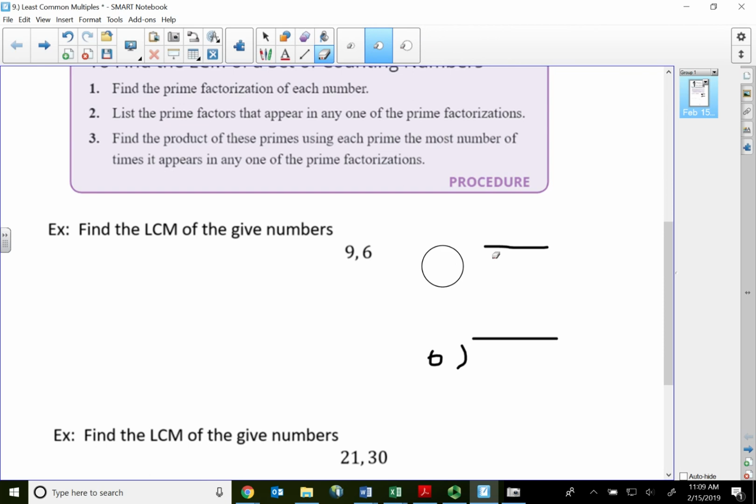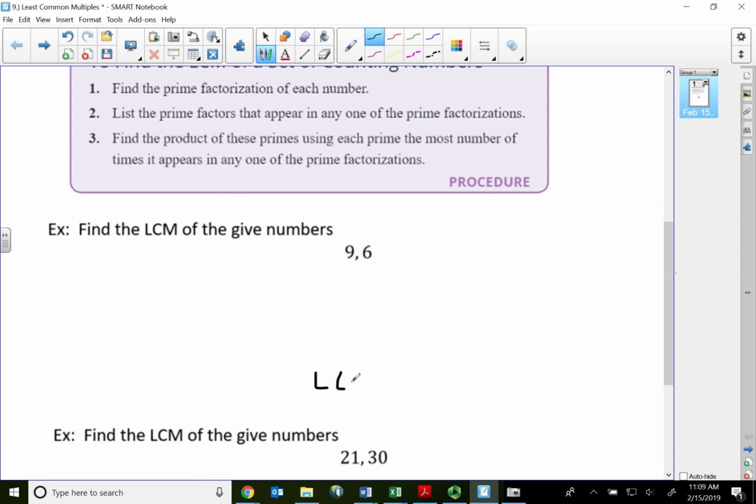There are different ways to go about doing this. People who know the multiplication table pretty well already know 9 can go into 18 and 6 can go into 18, so the least common multiple will just be 18, which is the answer. Now there are other common multiples, but 18 is the smallest one. That's why the word least is here.